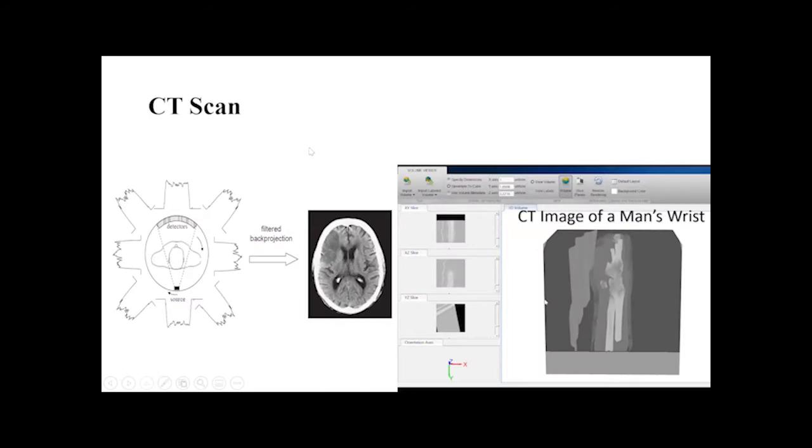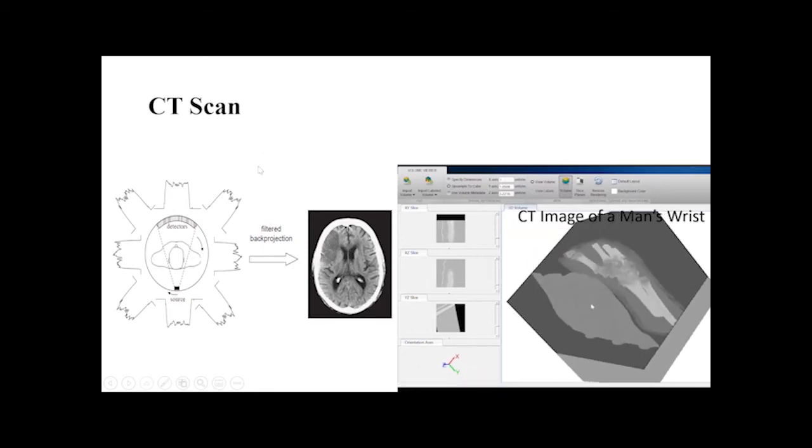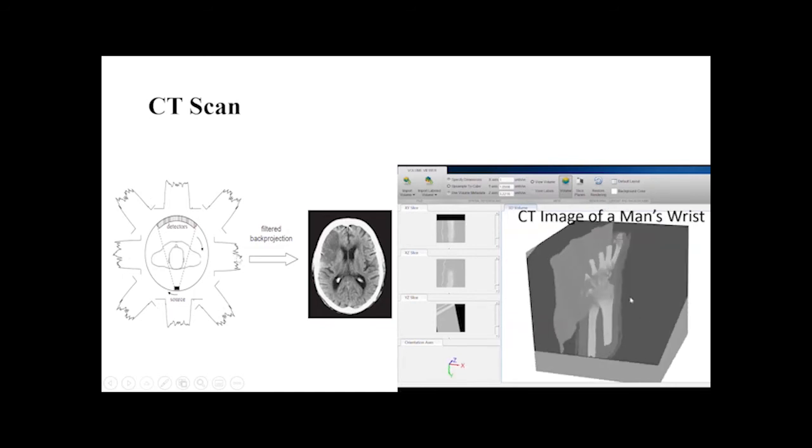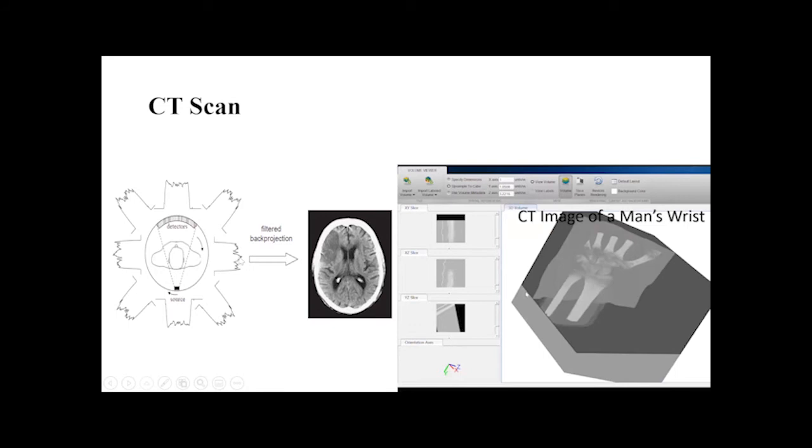Computed tomography imaging. Reminder, the physical principle of CT involves synchronous rotation of the X-ray tube and multiple detectors to record a series of one-dimensional projections. The CT image is then produced by the process of filtered back projection.